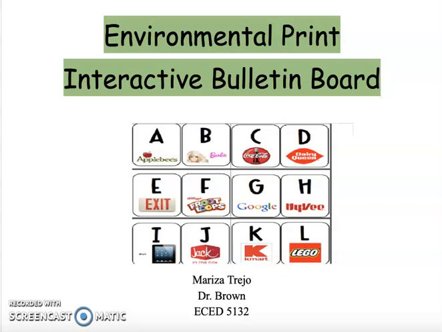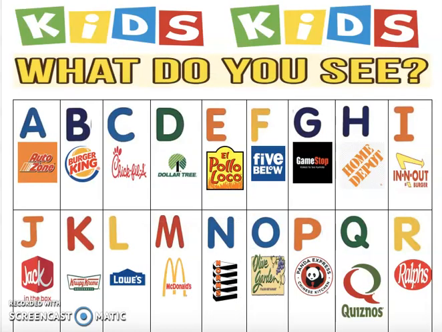Hi guys, my name is Marissa Trejo and today I'm going to be explaining to you guys my environmental print interactive bulletin board idea. So the way that I would have this laid out in my class would be like this. I would have the title saying, Kids, what do you see? Kind of like relating it to the Brown Bear, what do you see book.